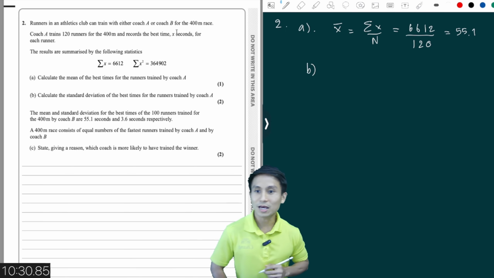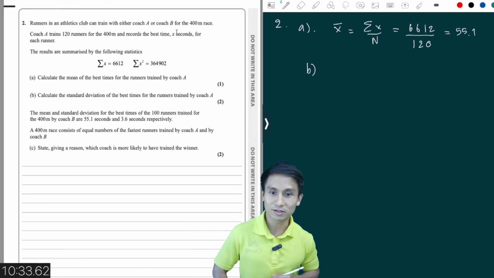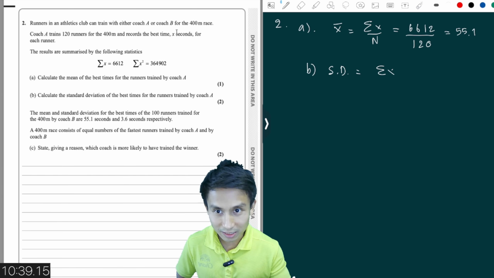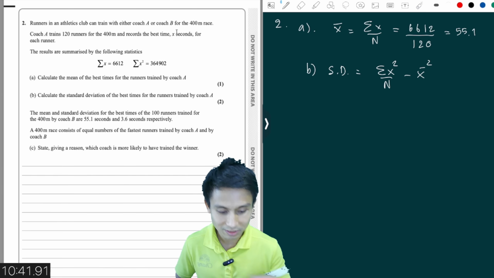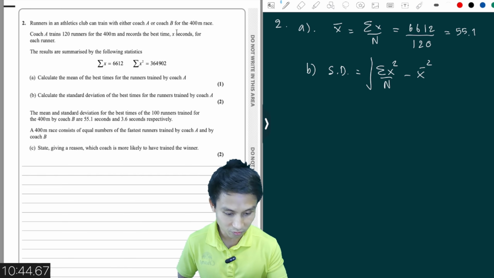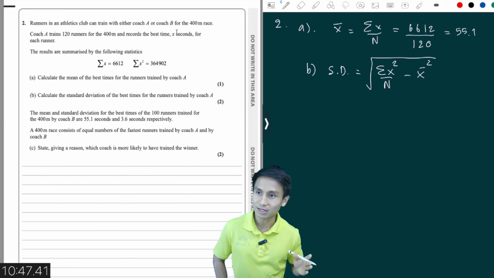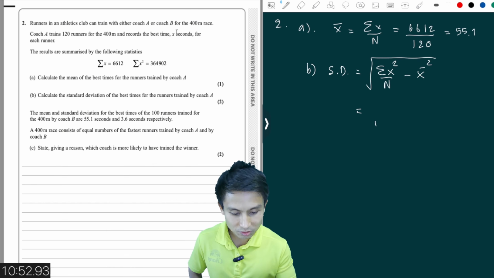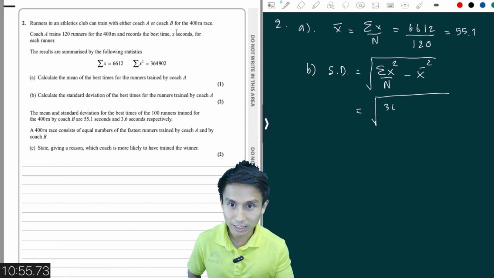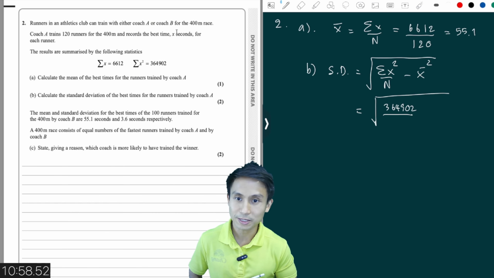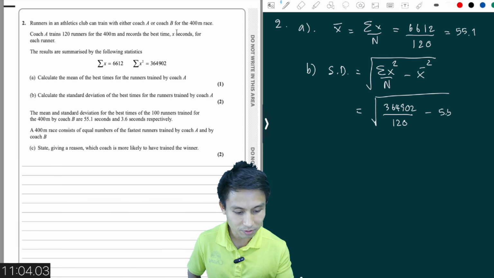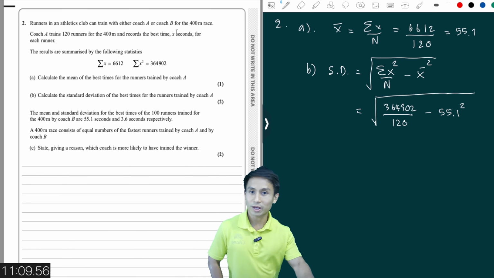Nice. B, calculate the standard deviation of the best times for runners trained by Coach A. So that's just SD equals the square root of sigma x squared over n minus x bar squared. And then square root, don't forget. Yeah, because if not square root, then it's just going to be variance. Yeah. So we have here standard deviation being square root of, just put things in here for method marks maybe. N is still 120, right? Minus, because we already got the x bar, so we're going to use it, 55.1 squared here. Everything is good. We have the right units here.